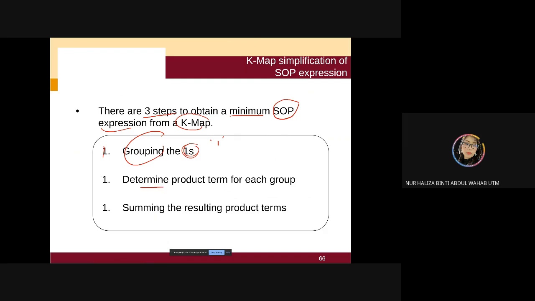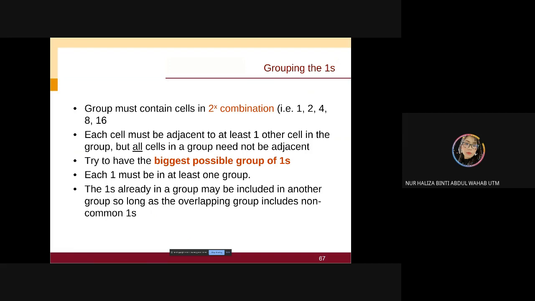Second, determine your product term for each group. Third, sum the result. So, how? The group must contain cells to the power of x. Combine, which is 1, 2, 4, 8, 16. Okay, this one is grouping.